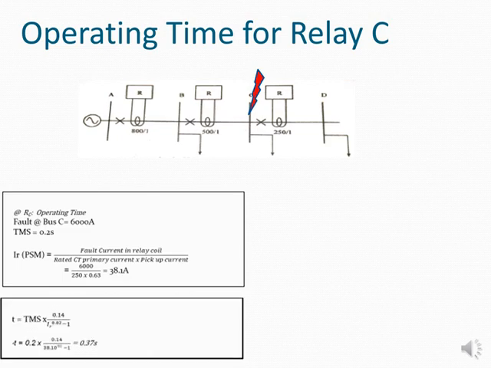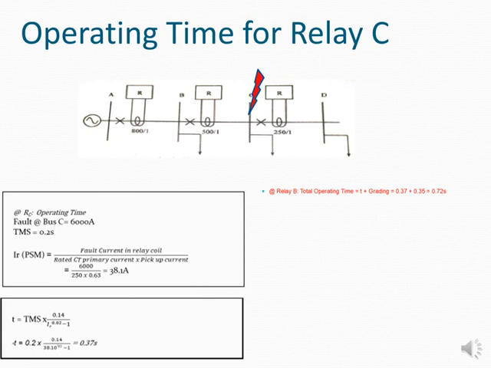I then go and calculate what the operating time is going to be because I already have a TMS over there, and I get 0.37 seconds. So that is the time that relay C will operate for a fault at C. And relay C is the one that is remote to that bus bar at C because it's just in front of it.